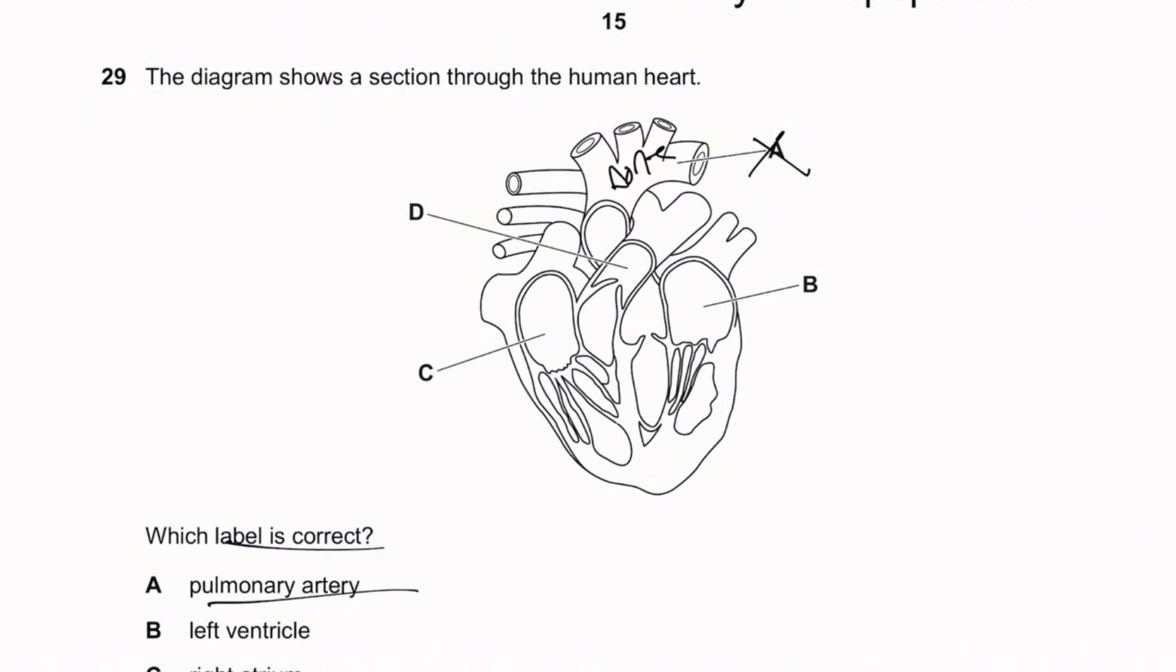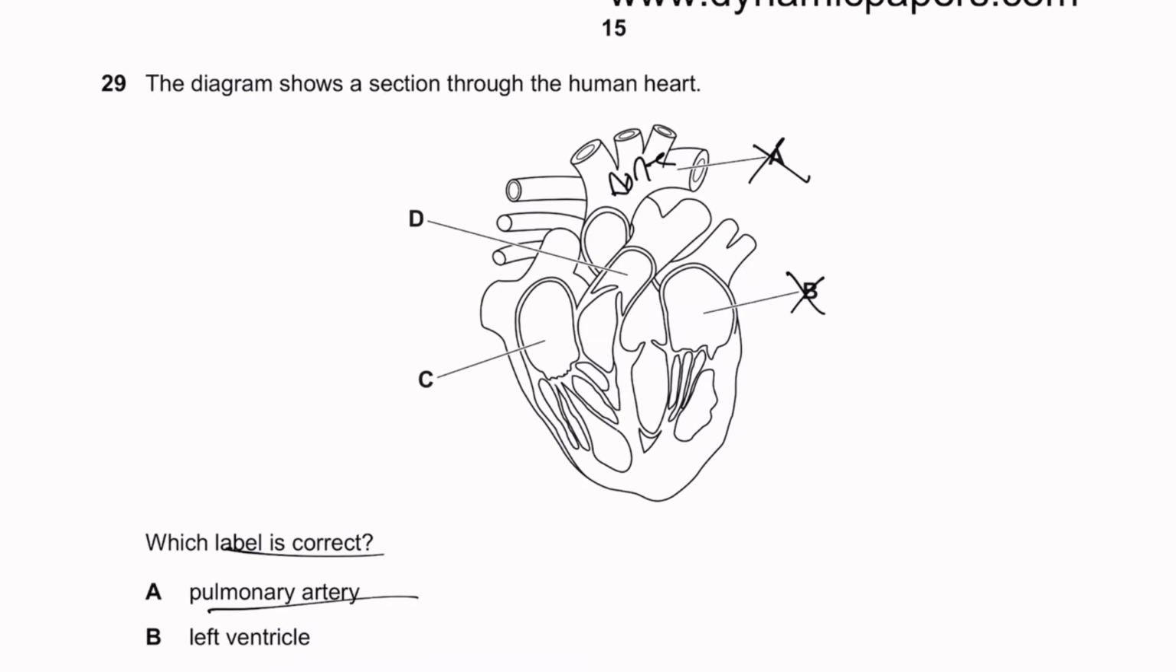What do you think left ventricle is? B is the left ventricle. Is B the left ventricle? No, actually B is the left atrium. Okay, so remember the upper chamber is the atria, whereas the lower chambers are the ventricles.